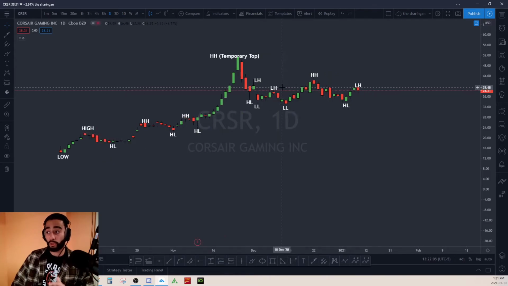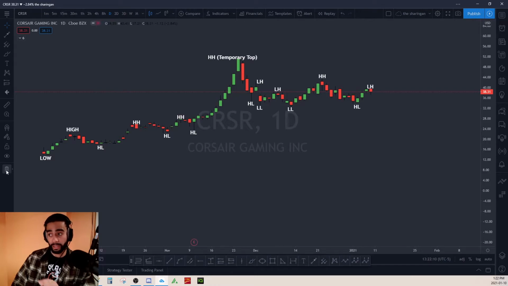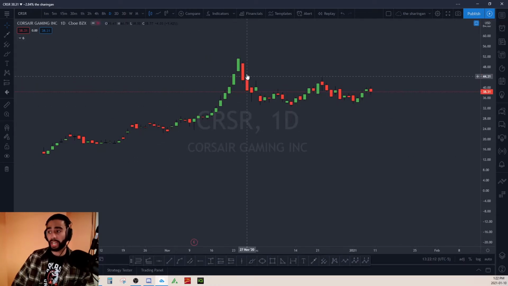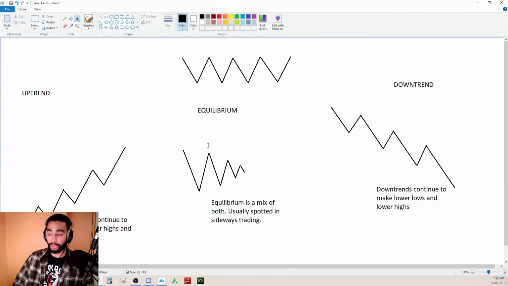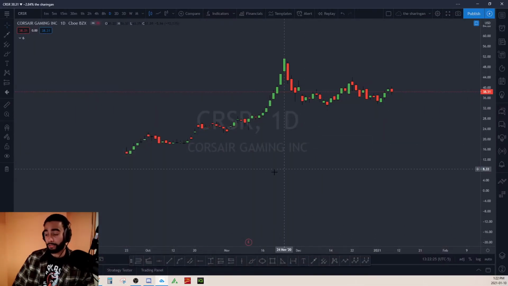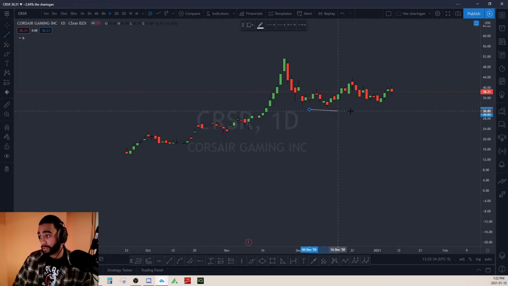And then if you notice here, I'm going to take off all this clutter and get you to see it from a naked view. If you look at it here, it's now in a very similar formation as this little equilibrium diagram that I posted at the beginning, right? If you look here, it's getting tighter and tighter. It's not making higher highs, but it's not making lower lows. It's simply starting to form a wedge pattern. Now, in my opinion, this is a very bullish pattern.